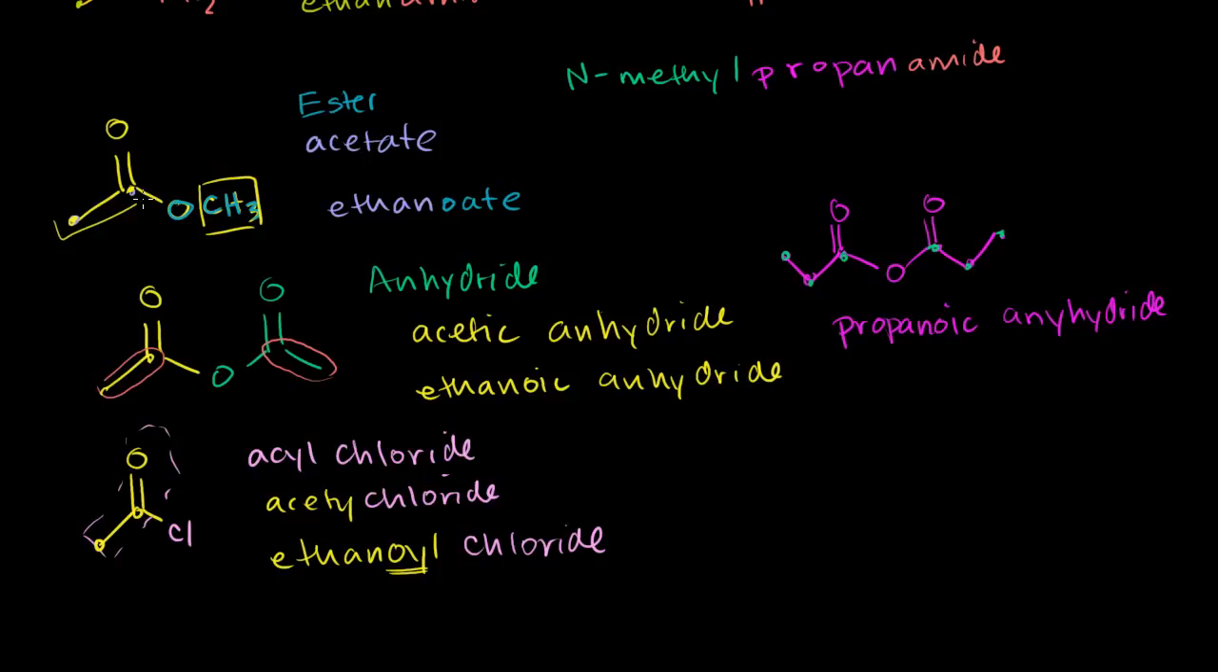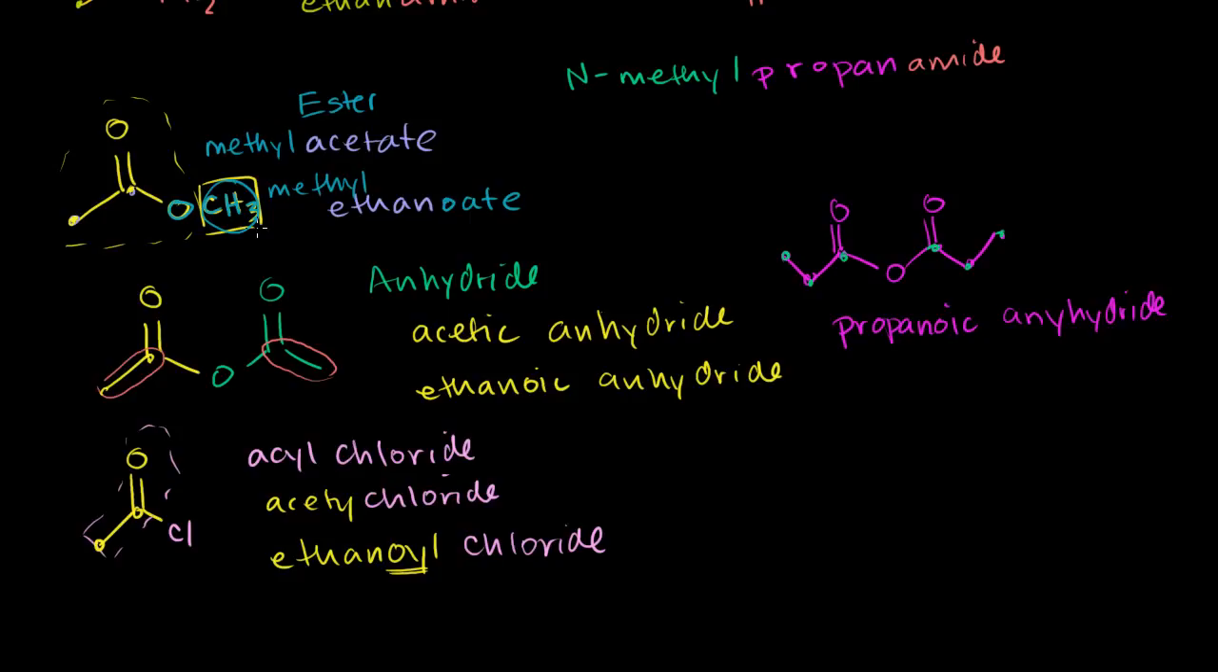Acetate really just refers to this part over here, but you also have to specify how many carbons you have over here. So the molecule that we drew is actually methyl acetate, or if you want its systematic name, methyl ethanoate. And this is where we get the methyl from.